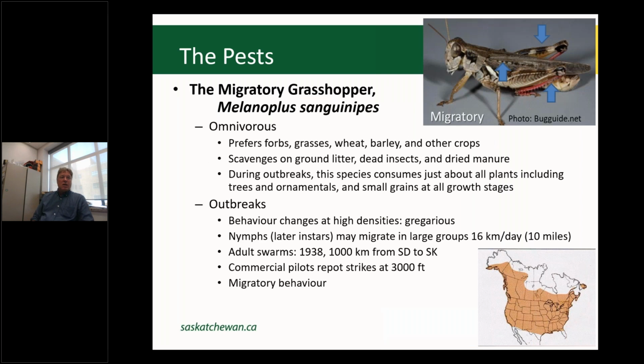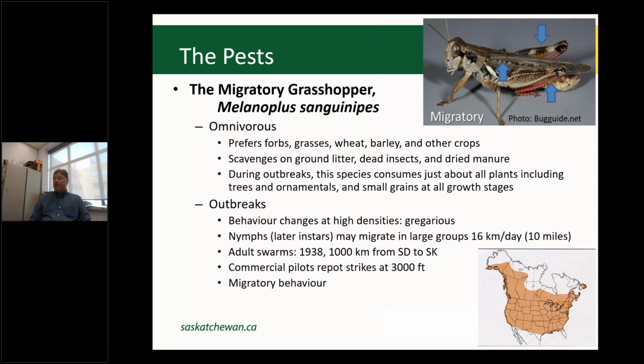So they are omnivores. Much like our field crickets, they will eat much of what they can tackle. They do prefer forbs, grasses, wheat, barley, and other crops, but when push comes to shove, they will feed on other insects, live and dead. They will feed on dried manure. They will feed on whatever organic material they can find.